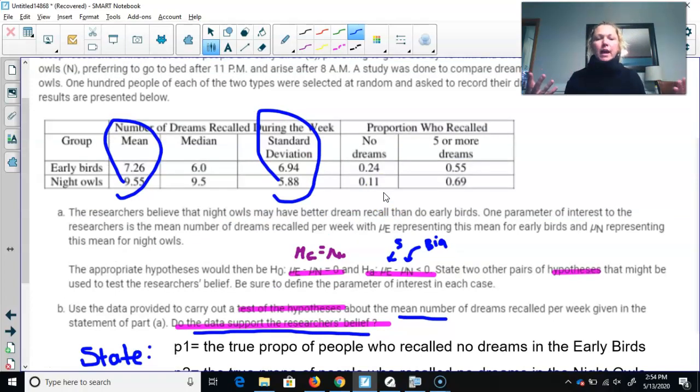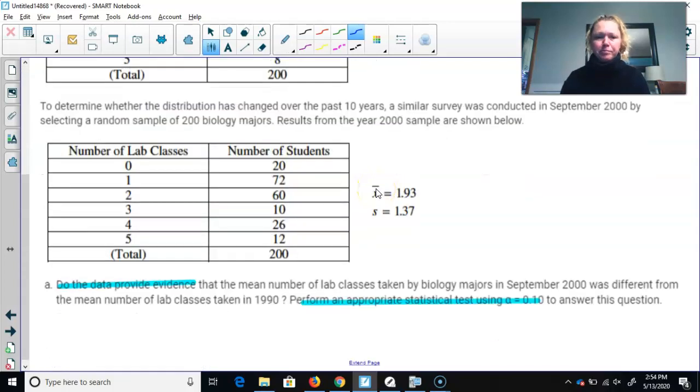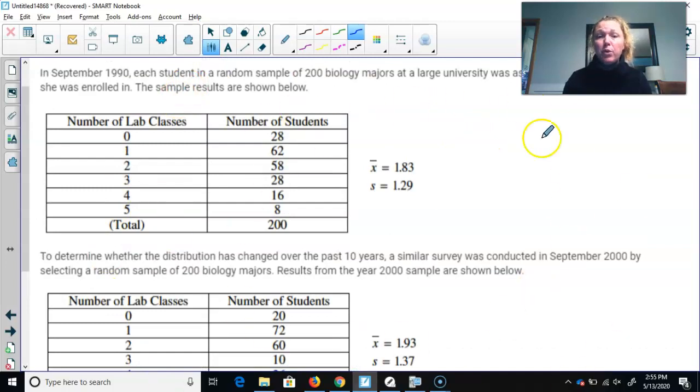I wanted to talk about just this one here, because it's a little bit different with all this data that's given, and reading that table and making sure you understand that table. And then I wanted to talk about part B because it asks you to do a test a little bit different than it did over here. Here it said, do the data provide convincing evidence? Let's cruise through the next ones. Do the data provide evidence? Perform an appropriate test at alpha equals 0.10. Perfect. Do the data provide evidence? We're doing a test. We are not doing an interval. How do I need to know about what test I'm going to do in part A without even reading through this whole problem?